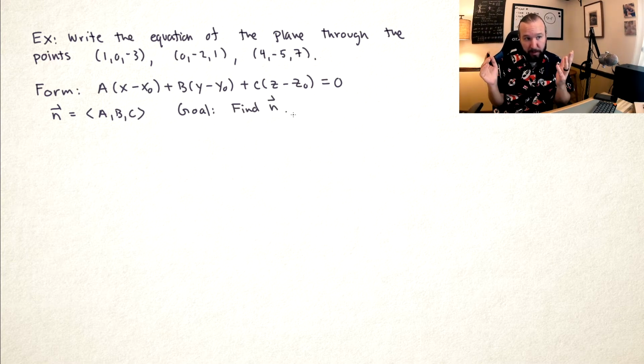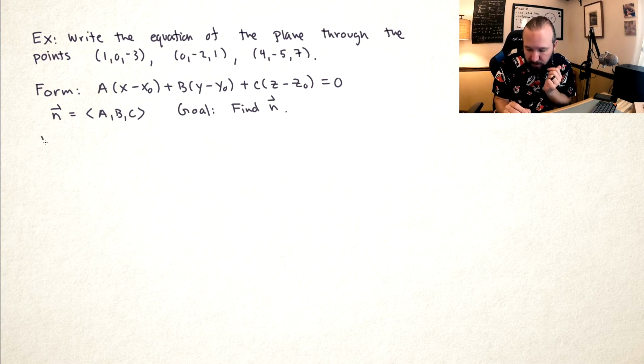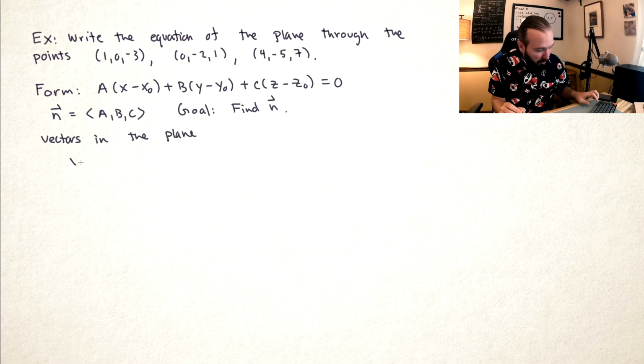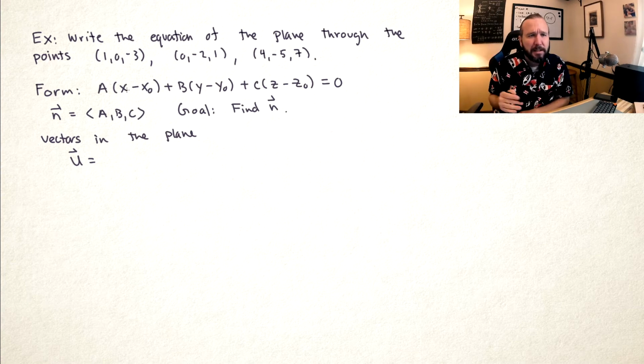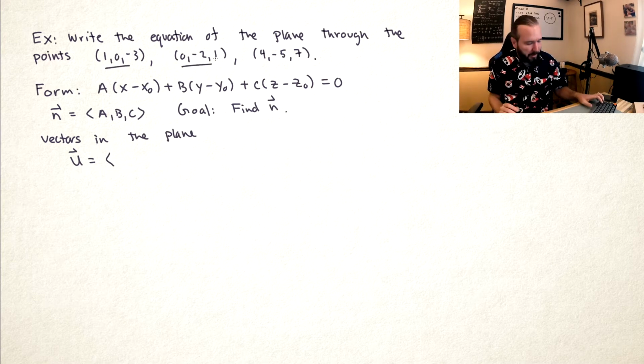So let's jump into that. I can do that because I can produce vectors that are in the plane. Let's find vectors in the plane. So I'll call it u for vector. And I can just pick any one of these points. I can just do final minus initial, and that will give me a vector that's in the plane. So I'll choose this one and this one.